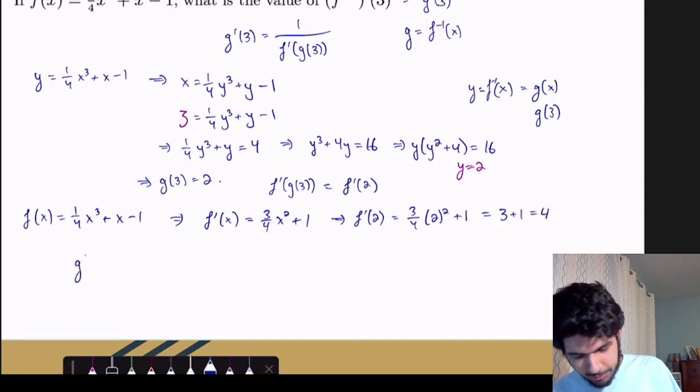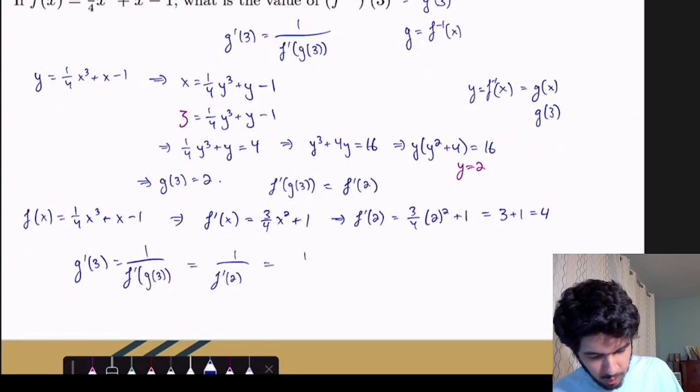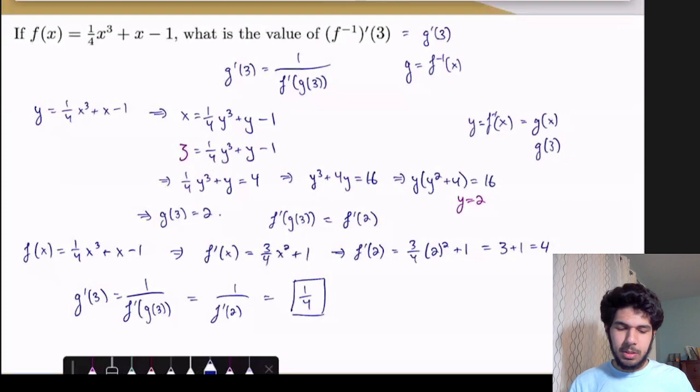Therefore, g prime of 3 equals 1 over f prime of g of 3, which we said was equal to 1 over f prime of 2, which is equal to 1 over 4, and that's our answer.